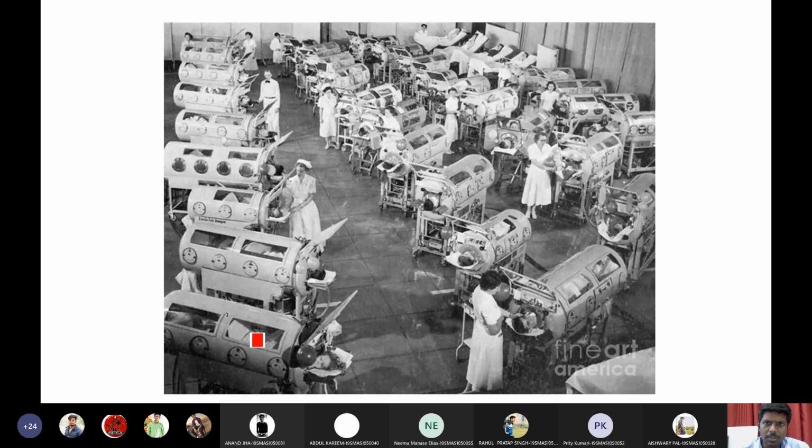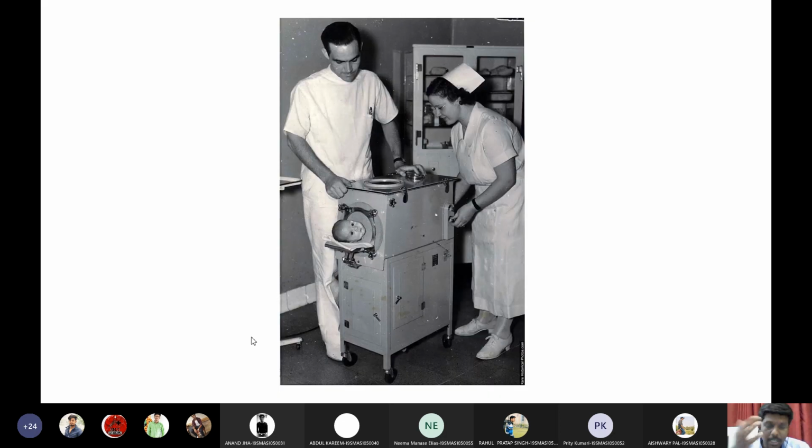Here you can see all the people are kept in a mechanical ventilator, affected by poliovirus. This newborn baby was infected by poliovirus, and this baby is on a ventilator. He or she doesn't know what sin it did, but it needs to be supported by this ventilator for the rest of its life. Very heart-melting pictures of a poliovirus infection.